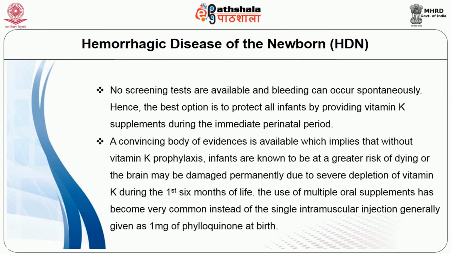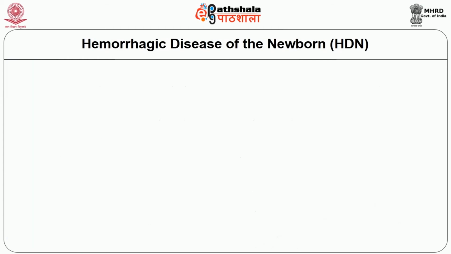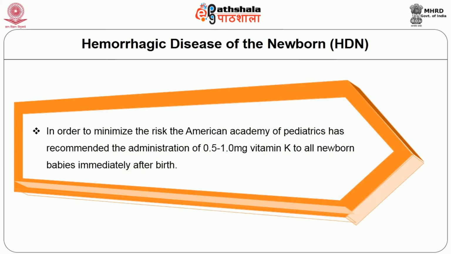A convincing body of evidence is available which implies that without vitamin K prophylaxis, infants are at a greater risk of dying, or the brain may be damaged permanently due to severe depletion of vitamin K during the first 6 months of life. The use of multiple oral supplements has become very common instead of the single intramuscular injection generally given as 1 milligram of phylloquinone at birth. In order to minimize the risk, the American Academy of Pediatrics has recommended the administration of 0.5 to 1 milligram vitamin K to all newborn babies immediately after birth.